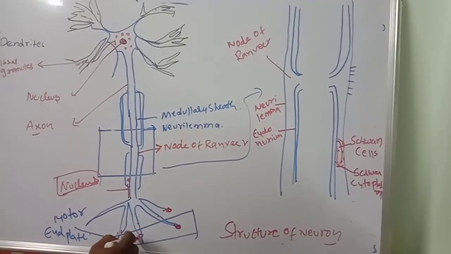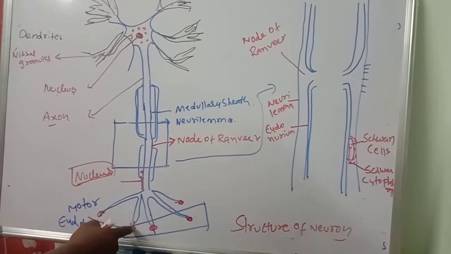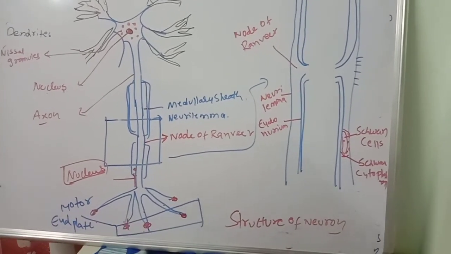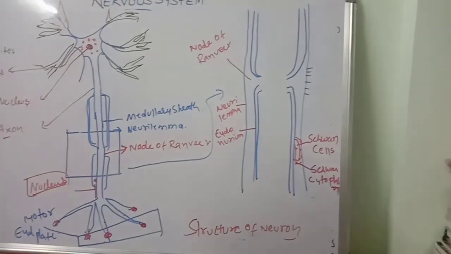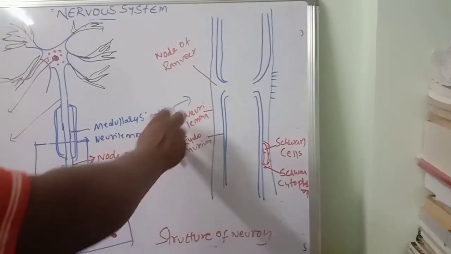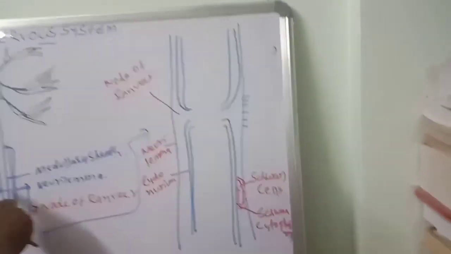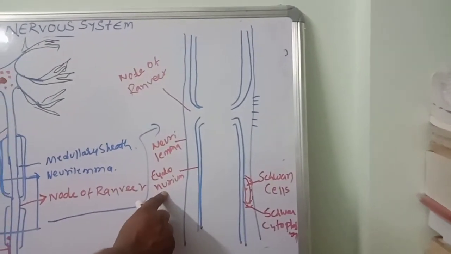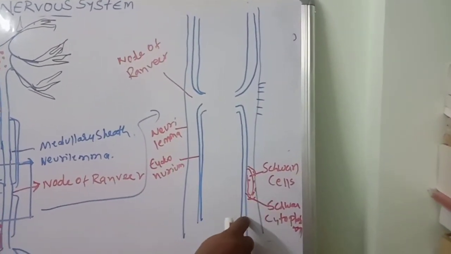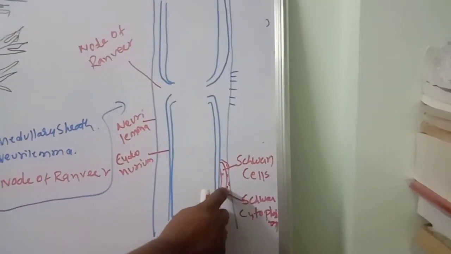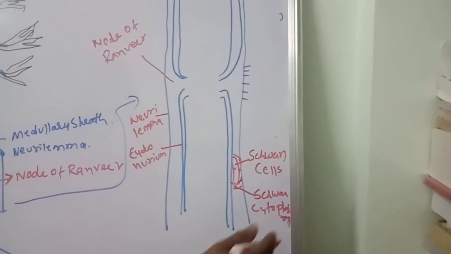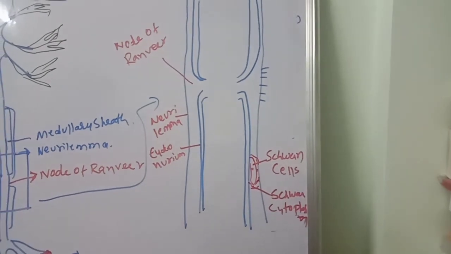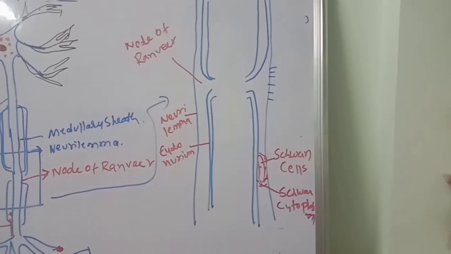Like this, bulb-like structures are there. They will be nerve endings, and they will end with the effector organ or motor end plate. If this particular part is taken off and you see, this is called the node of Ranvier, this is the neurilemma, this is the endoneurium, and these are Schwann cells. This is the myelinated sheath, and the liquid present here is Schwann cytoplasm. This is the structure of neuron.